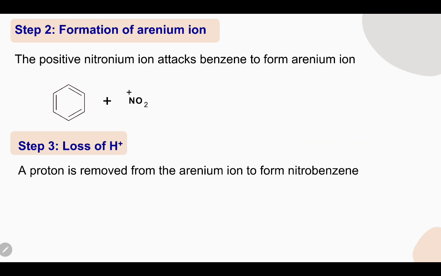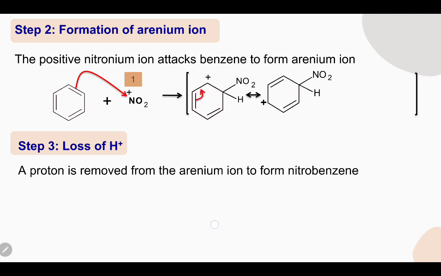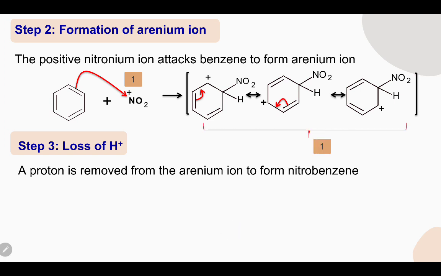Step 2, formation of arenium ion, can also be called electrophilic attack. The positively charged nitronium ion, the electrophile, attacks benzene to form the arenium ion. So you need to understand that the arenium ion has 3 resonance structures. The structure of the arenium ion has the positive charge located at the ortho and para positions. So this is the ortho position, this is the para position.